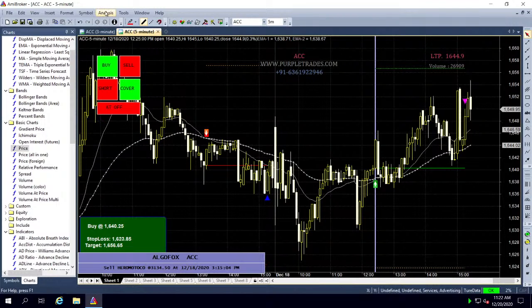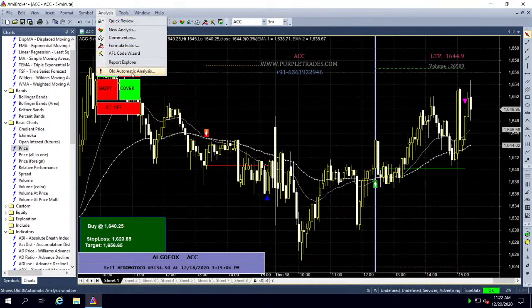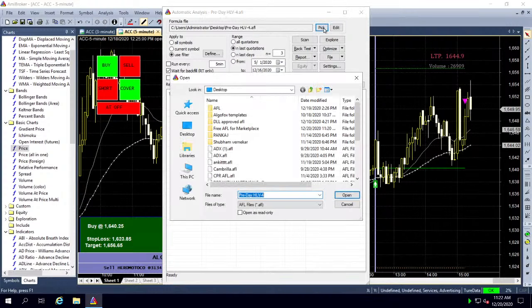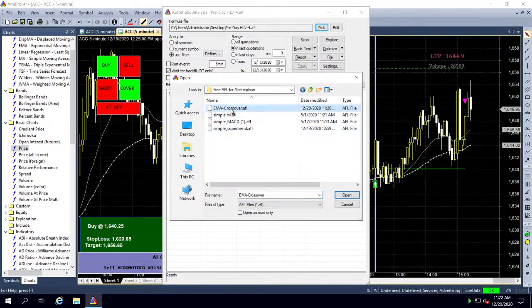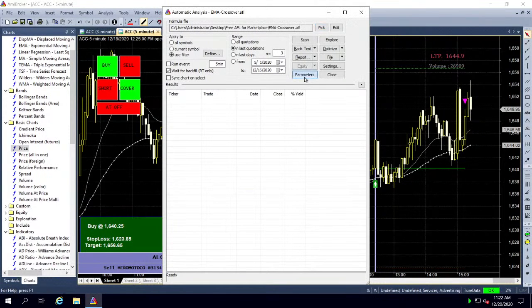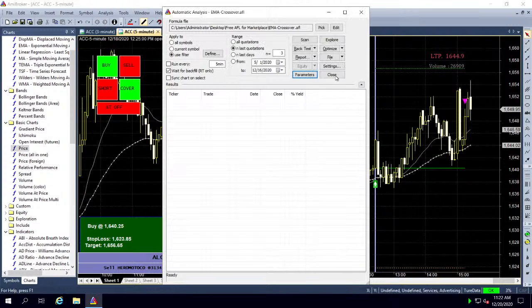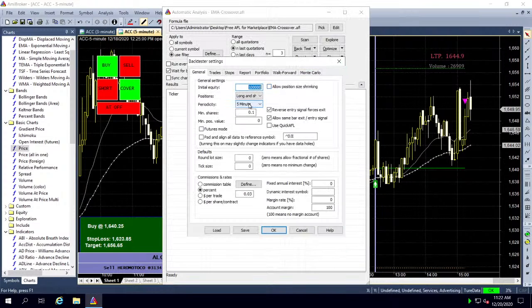So I can go to analysis, go to automatic analysis, and here there is an option called backtest. Now to backtest any strategy, you will have to pick the same strategy that you are loading on the chart. So here I'll pick the same strategy, that is EMA crossover. In the parameter section, I have 20, 50, 1% target, 1% stop loss. All the rest settings are the same. Now in the settings, I can define that I want to backtest on a 5 minute chart, and that's it.